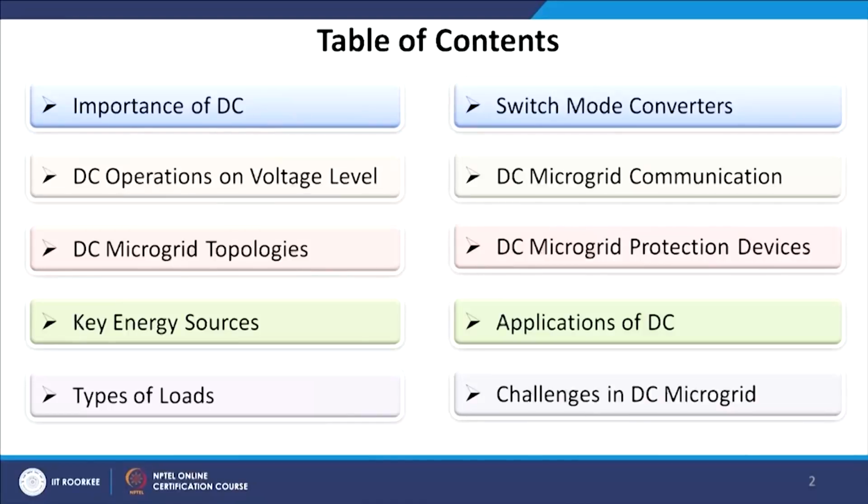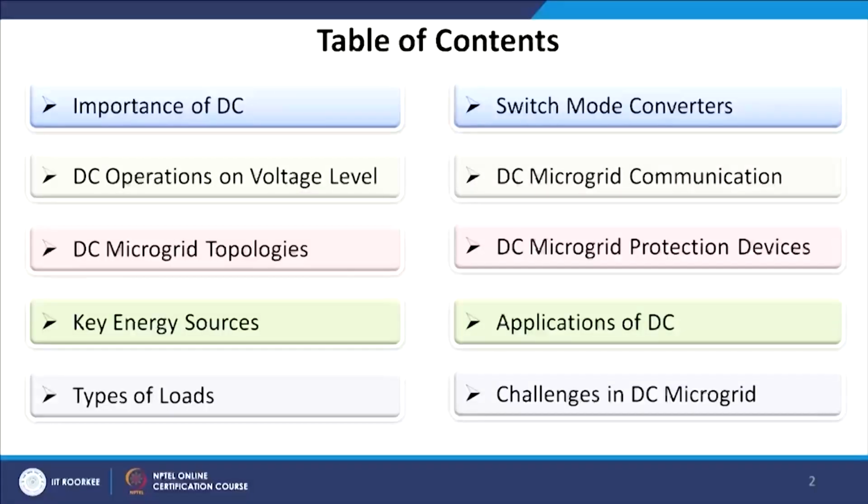During today's lecture, we will try to cover the following points: the importance of DC, why we go for DC instead of AC, which was so old and accepted by the whole world; DC operation on voltage level, at what voltage we have to operate, whether it is 48 or something else; DC microgrid topologies, key energy sources, types of loads, switch mode converters, DC microgrid communication, DC microgrid protections, applications of DC and challenges in DC microgrid.